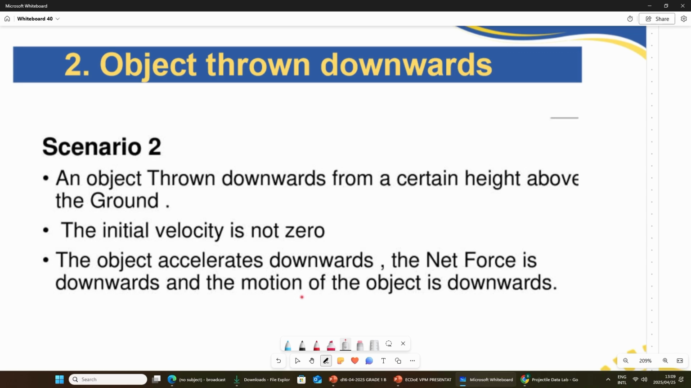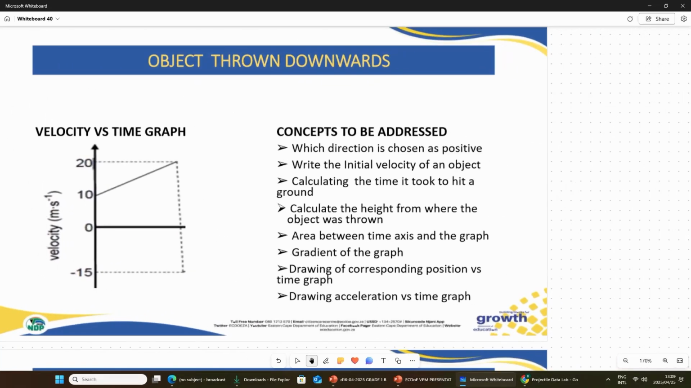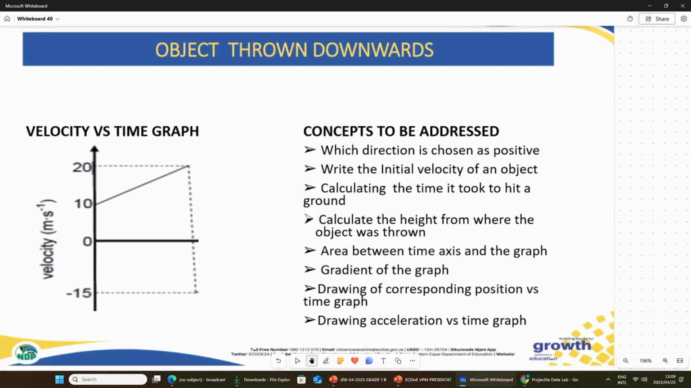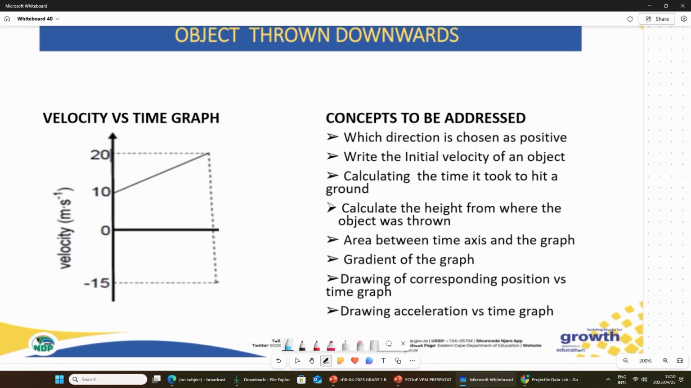Now let's go to the next slide, so that we can get the gist of this lesson. On this lesson we're given a graph to analyze, a velocity versus time graph. Remember, as I said, we must know that we have the time in seconds on the x-axis.